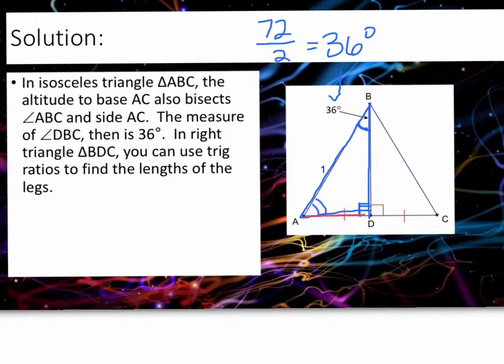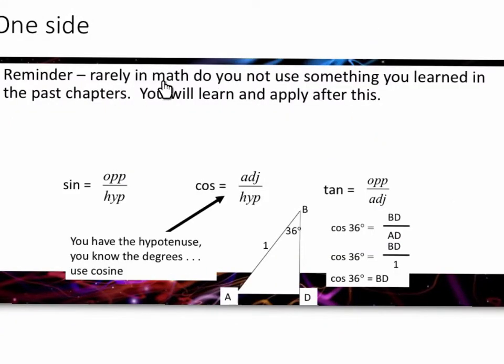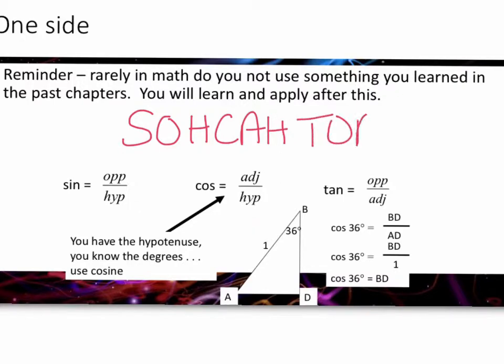Right down here. Remember, we're trying to find the apothem, and then we're also trying to find AD to help us get the perimeter. Reminder, rarely in math do you not use something you learned in the past chapters. You will learn and apply after this. So remember, we're applying our SOHCAHTOA. Let's go ahead and write it. SOHCAHTOA. And notice that they have it here.